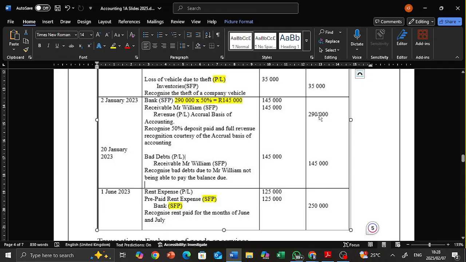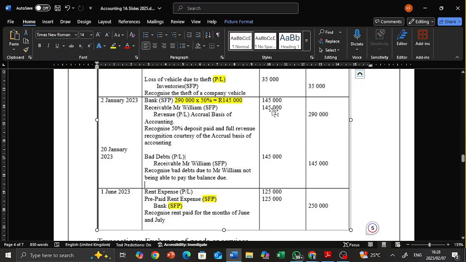Okay? And there is something called narrations. When you do your journal entries, you have to write narrations. And the narration is basically what happened for us to record these transactions. And what is the narration over here, guys? We are recording the full revenue on the accrual basis of accounting. We are recording the full 290,000, even though he has only paid 145,000. And then we wrote down that he owes us a further 145,000.